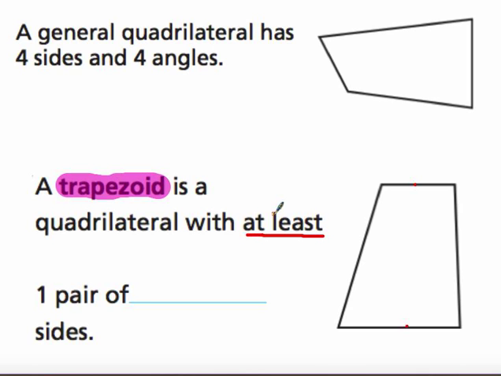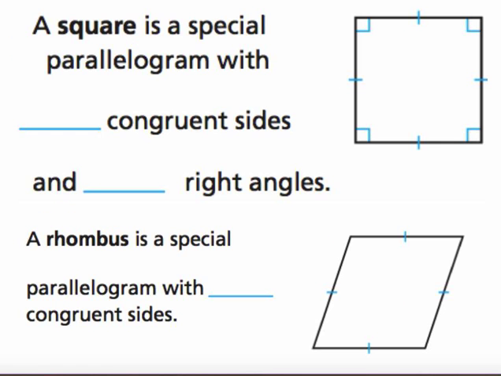So trapezoids could have 2 pairs of parallel sides. So a square is actually a trapezoid. A rectangle is actually a trapezoid. Okay? So if you see both sets are parallel, it's still a trapezoid. Let's look at a couple others.